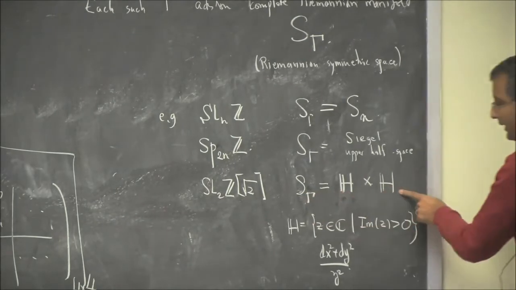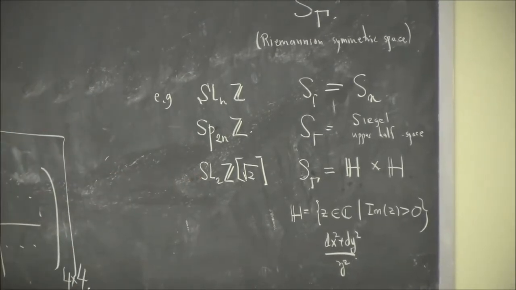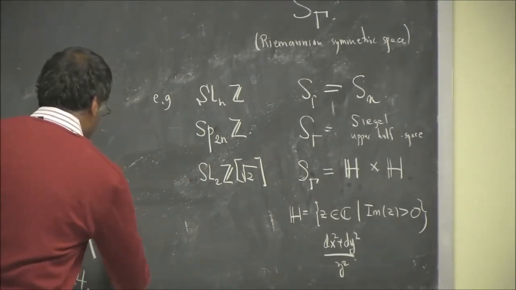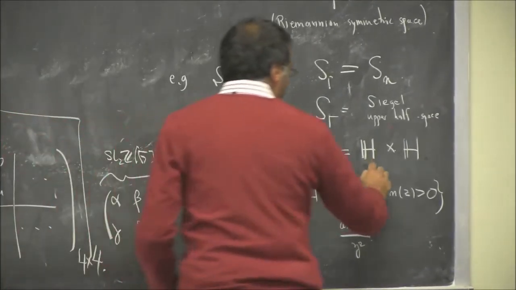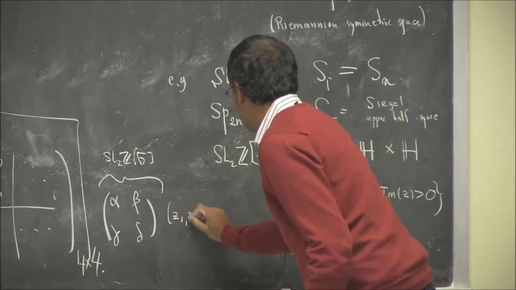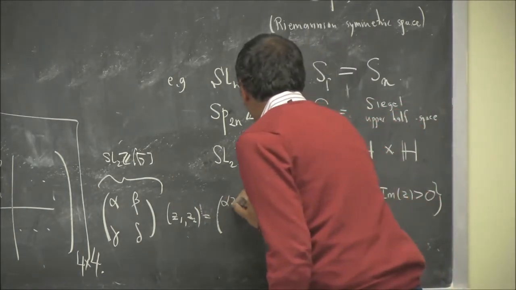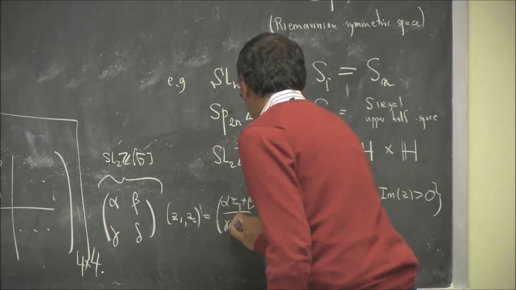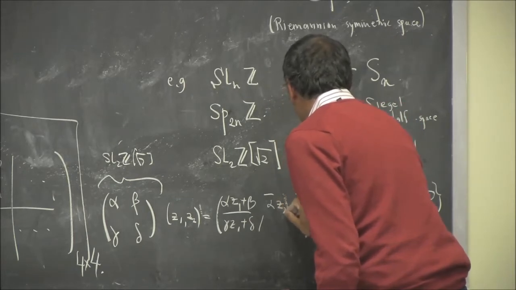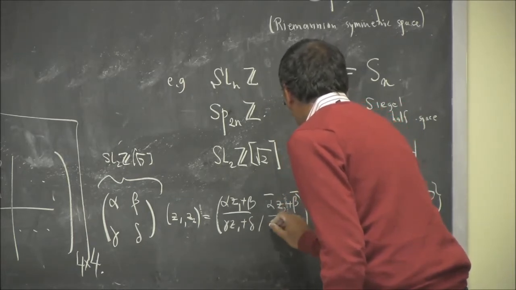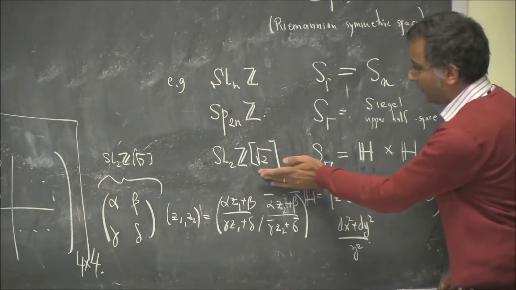And the action here, let me also write the action. If I have some matrix belonging to SL2 of Z[square root 2], and you want to act on a pair z1 comma z2, it acts by fractional linear transformations: alpha z1 plus beta over gamma z1 plus delta. And then it does the same thing in the second coordinate, except you conjugate all the entries. Conjugate means that you switch the sign of square root 2.